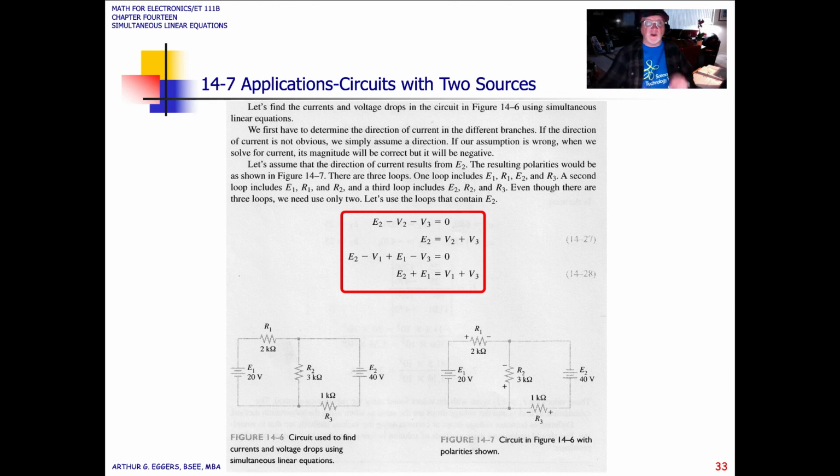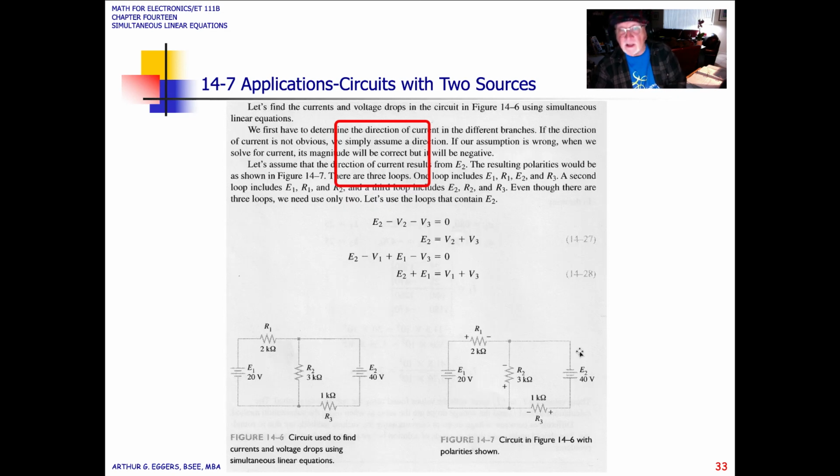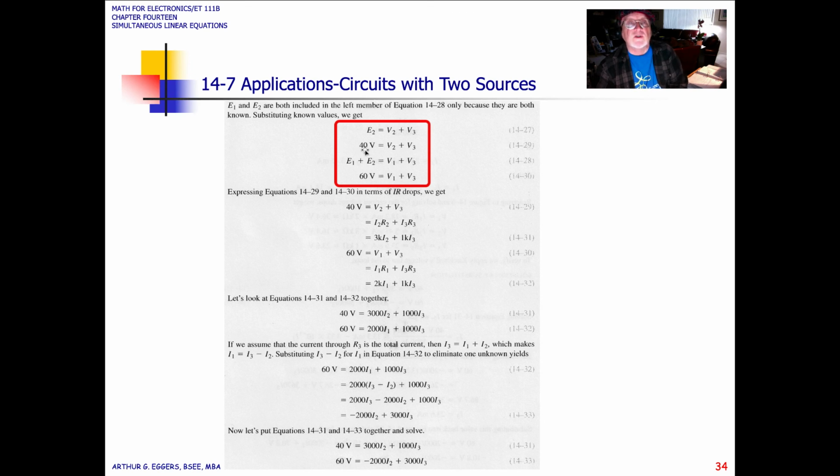So we've created 2 loops for us to start doing an analysis. E2 and E1 are both included in the left member of the equation only because they are both known. Substituting the known values, we get E2 is equal to voltage drop V2, V3, and go back and look. You can see we have 40 volts given and 20 volts given for E2 and E1. So we substitute 40 volts is equal to V2, V3.